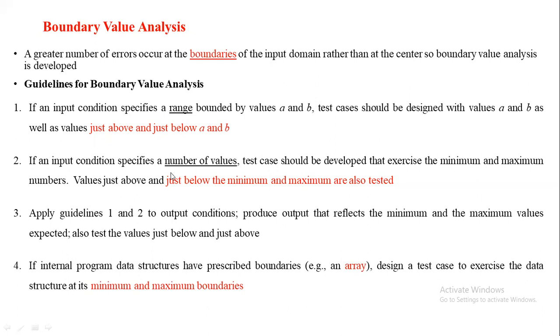The second condition is, if my input condition is a number of values, then I have to take the minimum value, the maximum value, and a value just above and below the minimum and maximum. The same thing I have to apply for my output as well. The fourth guideline is, if I am using any program data structures like an array, then I have to take the minimum boundary and the maximum boundary to check whether my program is correct or not. So in black box testing, we design test cases to check whether the program is working fine or not. These are the guidelines you have to follow when designing the test cases.